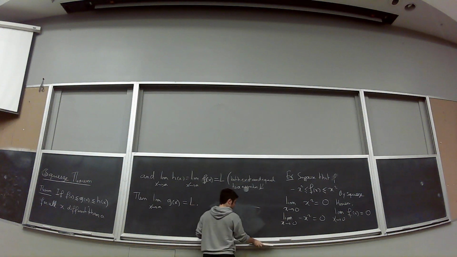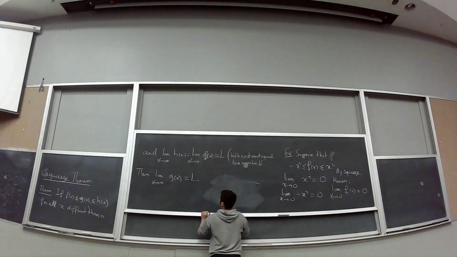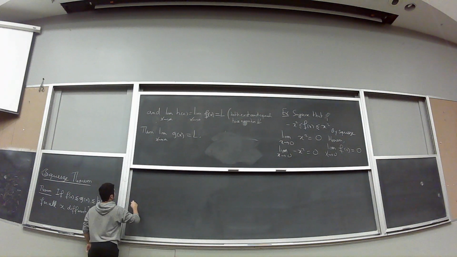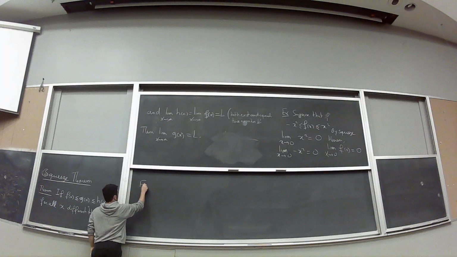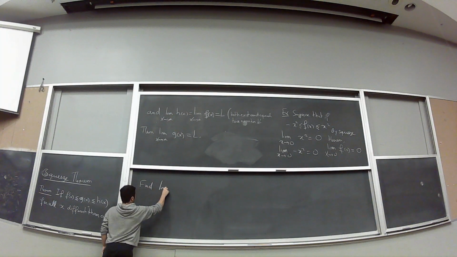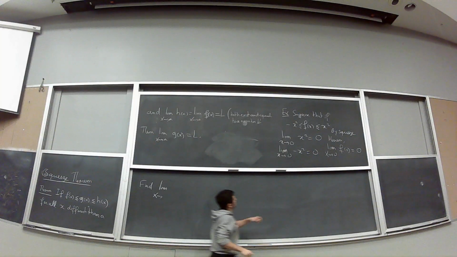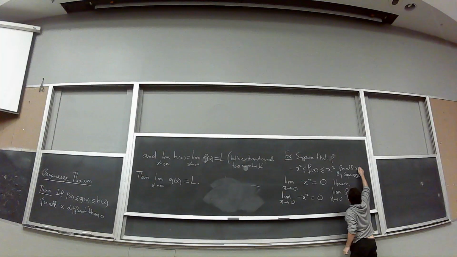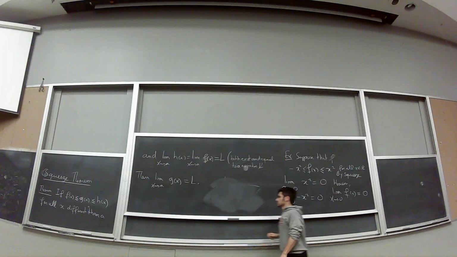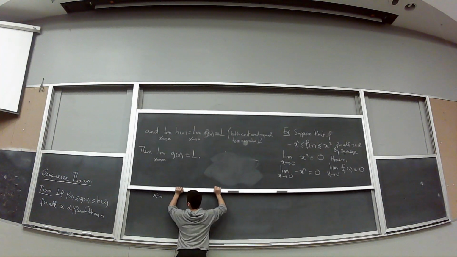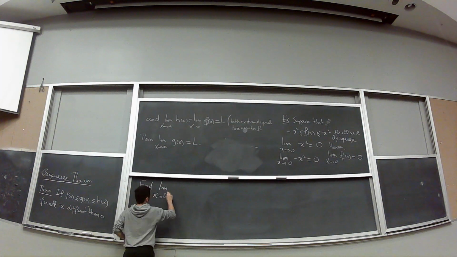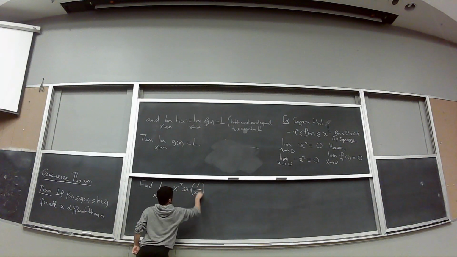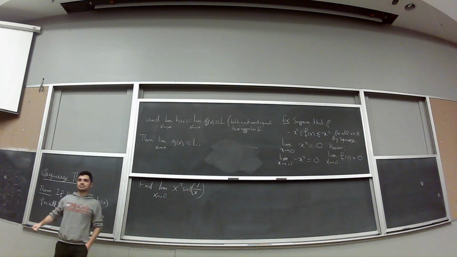Great. Let's give another example. Of course, here, let me just add this: for all x, for all real numbers x. Okay, great. Find the limit as x approaches 0 of x squared sine squared 1 over x.